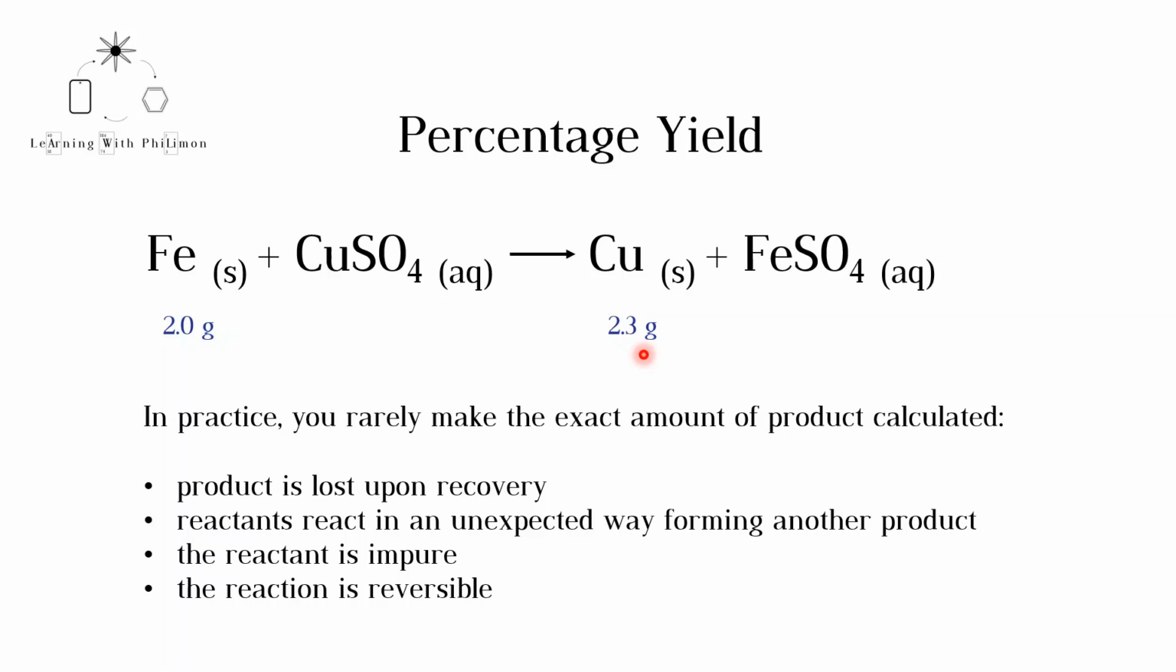Another reason is that reactants may react in an unexpected way, forming another product. If iron reacts with an impurity in the copper sulfate solution, then the maximum amount of copper cannot be produced. The reactants themselves may be impure. An impurity may not actually react or react in an unexpected way. In this case, the iron could be rusty, containing a small percentage of iron oxide. Finally, the reaction may be reversible and not go to completion. For more on this last point, please check out the equilibrium playlist.